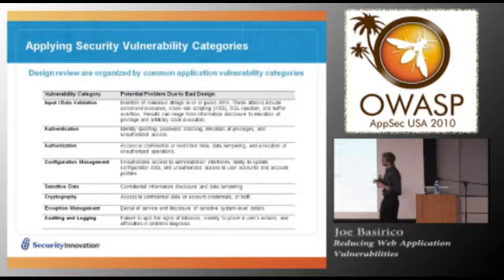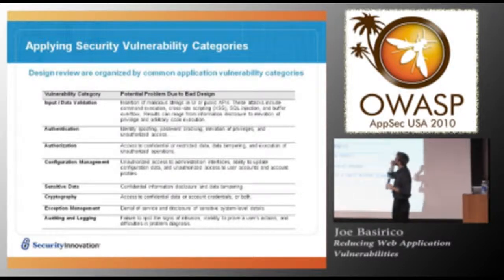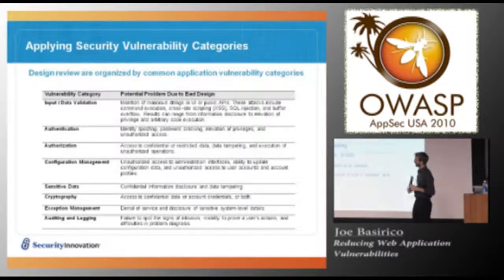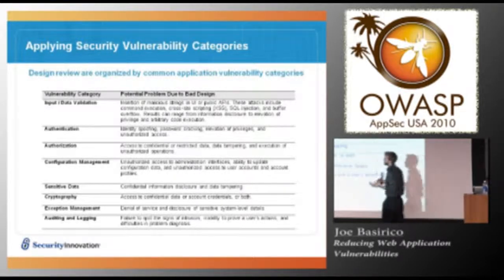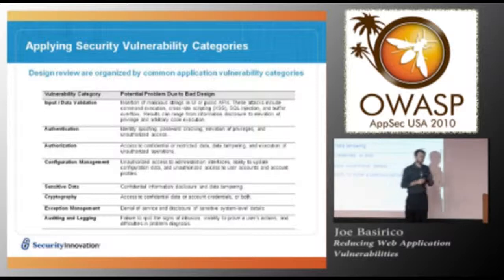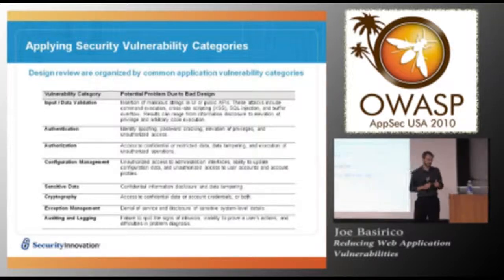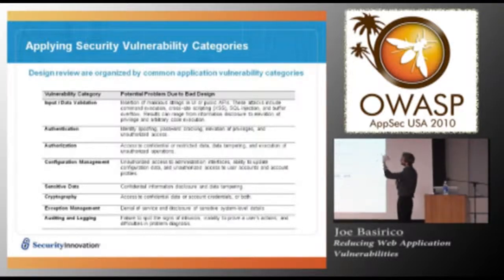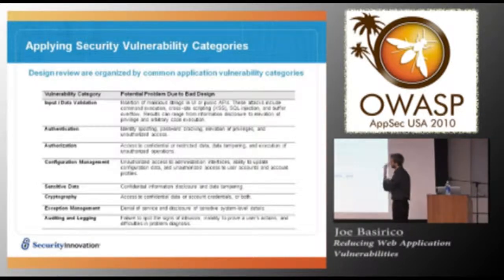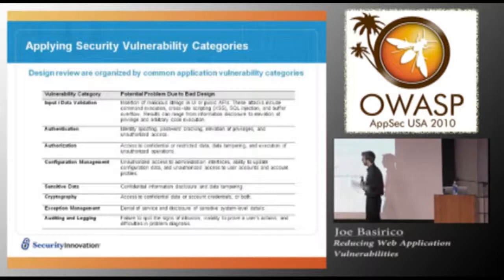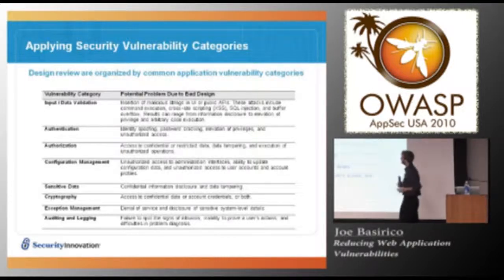Now, here I've enumerated all of the application vulnerability categories, right? So for a web application, we have a category of input and data validation, authentication, authorization, and those kinds of things. And for each category, I've enumerated a few potential problems. So let's say that we're talking about input and data validation, for example.